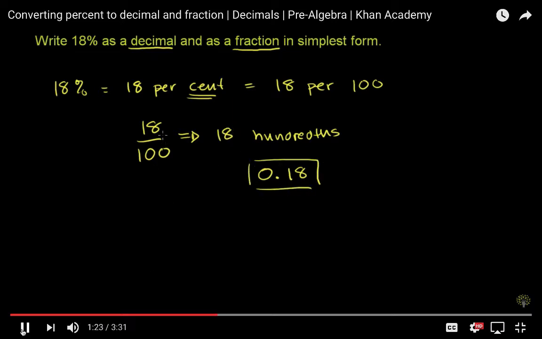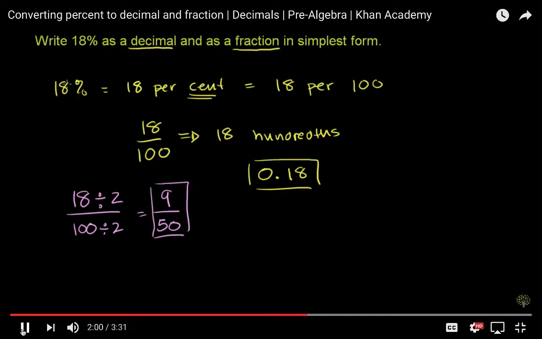And if we write it as a simplified fraction, we need to see if there is a common factor for 18 and 100. They're both even numbers, so we know they're both divisible by 2, so let's divide both the numerator and the denominator by 2. So we have 18 divided by 2 over 100 divided by 2. 18 divided by 2 is 9. 100 divided by 2 is 50. And I don't think these share any common factors. 50 is not divisible by 3. 9 is only divisible by 3, 1 and 9. So this is the fraction in simplest form.